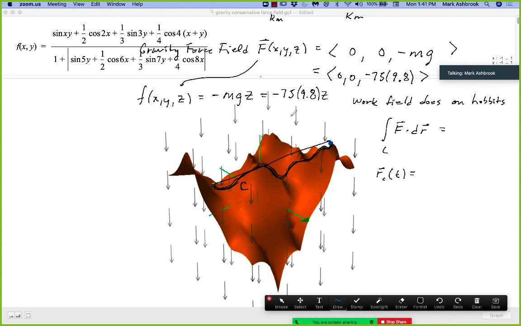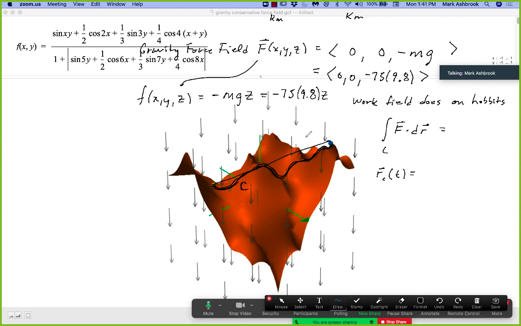The partial derivative with respect to x is 0. The partial derivative with respect to y is 0. And the partial derivative with respect to z is that. Got it. So therefore, we have a conservative gravity field, and therefore it's path independent. So to get the amount of work along this awful path on that surface, we can instead do the straight line path. It doesn't matter that it's through the air and cuts through the mountain, because we're in a conservative field. The amount of work on that straight line path will be the same as for any other path.